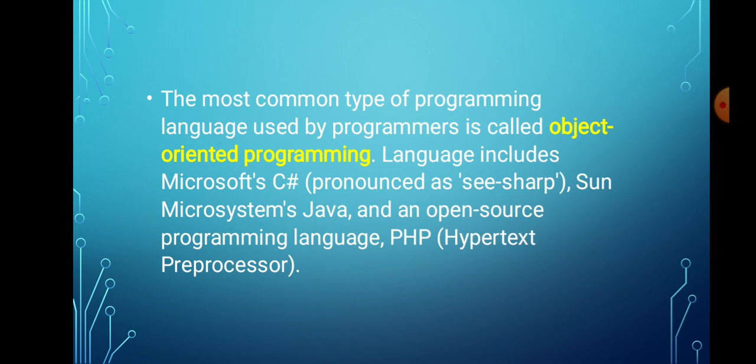The most common type of programming language used by programmers is called object-oriented programming. Languages include Microsoft's C#, pronounced C Sharp, Sun Microsystems' Java, and an open source programming language, PHP, Hypertext Preprocessor.